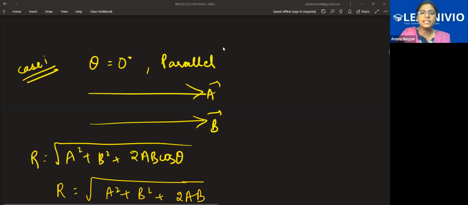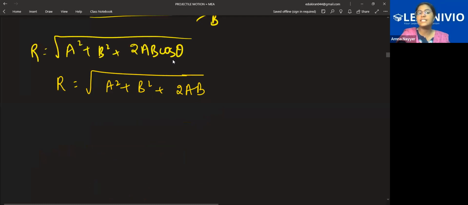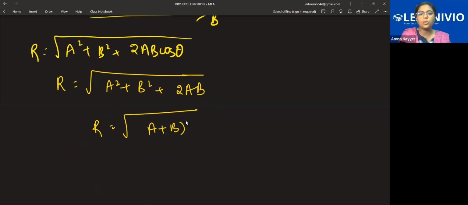See, if theta is 0, right? So under root a square plus b square plus 2ab cos theta, when you put this value as 0, this becomes a square plus b square plus 2ab. Look, class, can you see, this is the identity a plus b whole square. This is the identity a plus b whole square. So resultant is equal to a plus b.